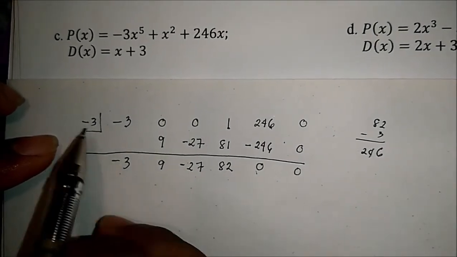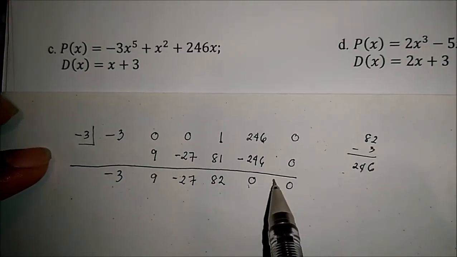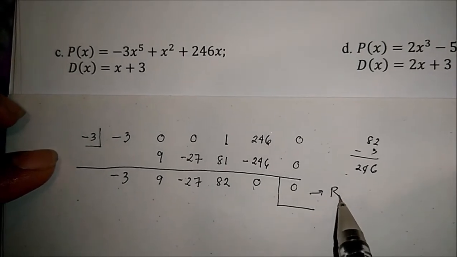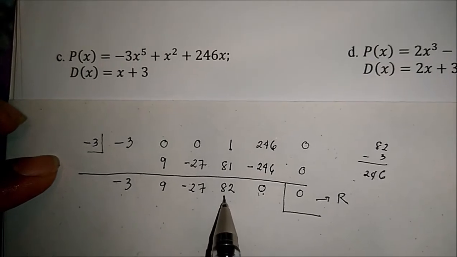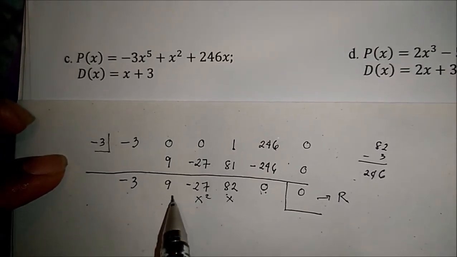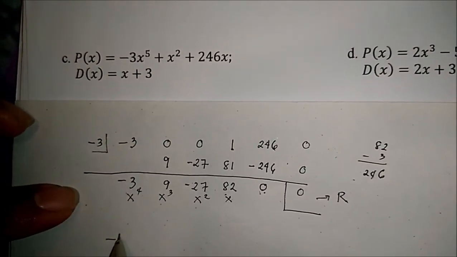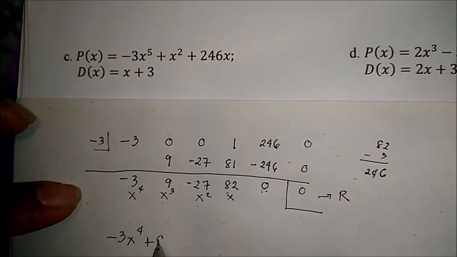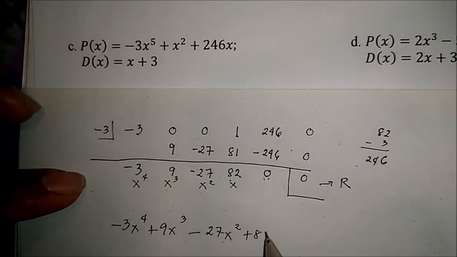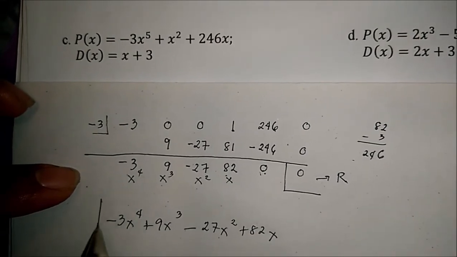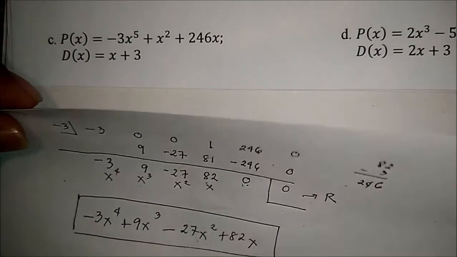So, dahil hindi na tayo makakapag-multiply pa, kasi wala nang remaining column, so this is the remainder. So, the remainder is 0. This is the constant term, constant, with x squared, with x cubed, with x raised to 4. Therefore, the quotient is negative 3x raised to 4 plus 9x cubed minus 27x squared plus 82x. There is no remainder, so this will be the final answer. That's it. Now, let us go to the next problem.